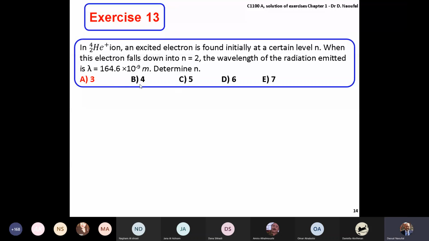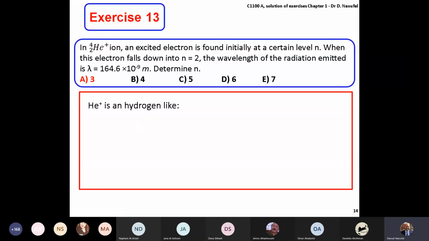Do I have any value in the statements where n is not greater than 2? No, all values are greater than 2. So I cannot find the answer by thinking and elimination. So I have to do calculations.